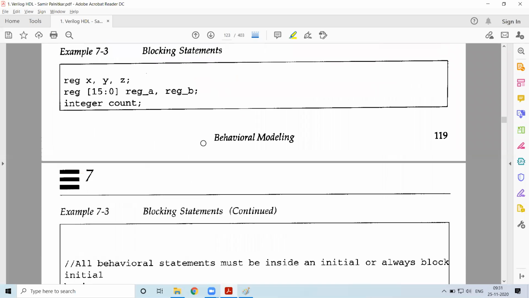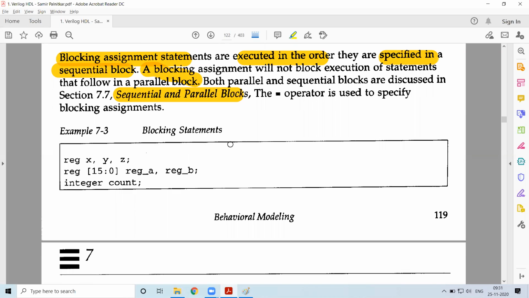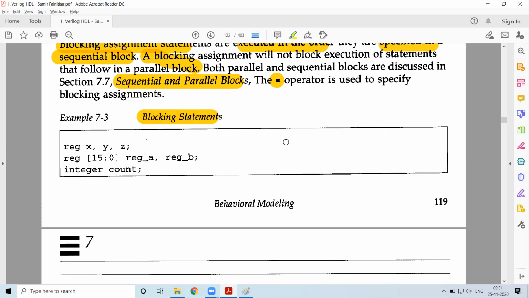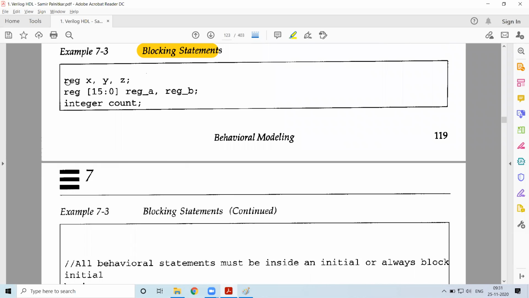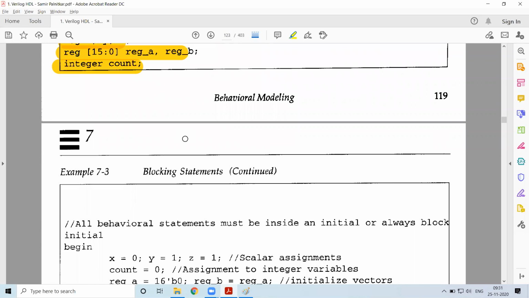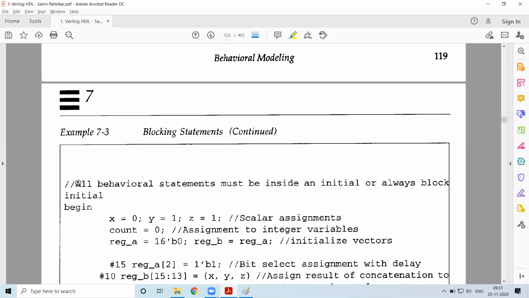So here, let us see how we specify blocking assignments. We make use of the equal to operator in order to specify blocking assignments. We have examples related to this. Here we have some port declarations, and here we look at the statements.